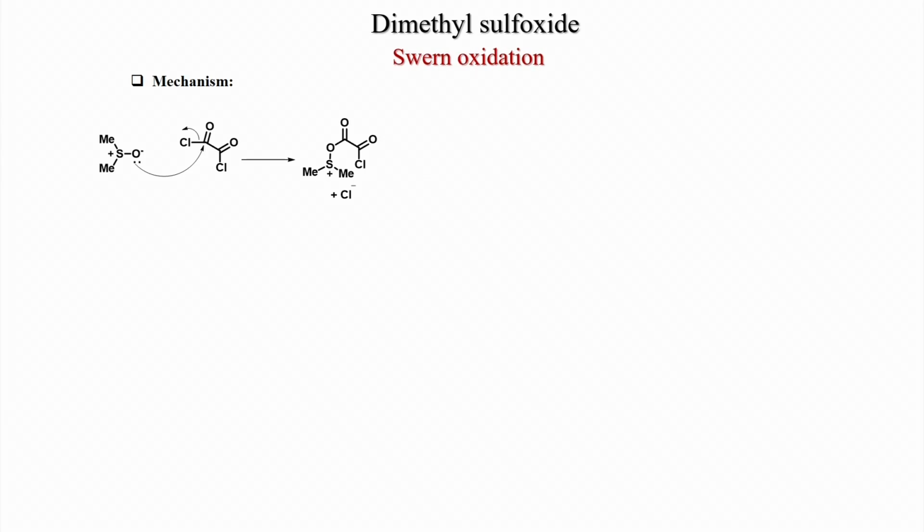So, what is the plausible mechanism of this reaction? Here oxalyl chloride is an electrophilic species and DMSO can react here, and chloride will be the leaving group, and you get this intermediate.